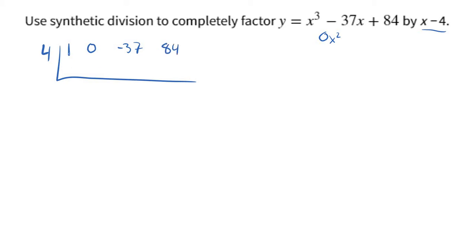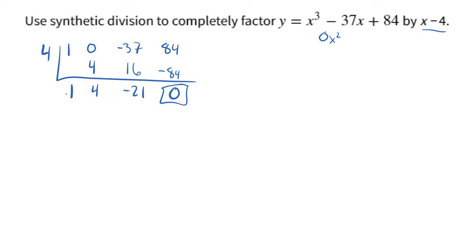Okay, remember what we do? Bring this down, multiply, bring it up, add, multiply, add these together, right? Negative 37 plus 16, that looks like negative 21. Multiply, negative 84, add. Hey, look at that. Remainder of 0. It's a factor, okay? So yeah, they gave us one.